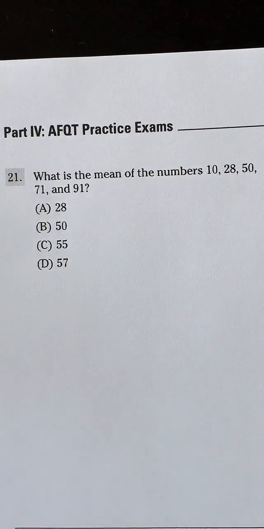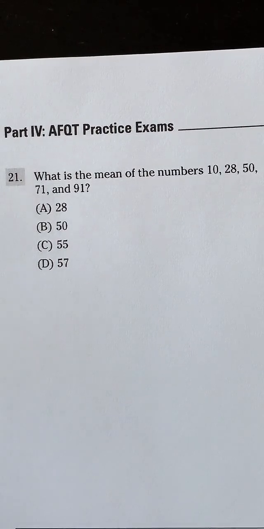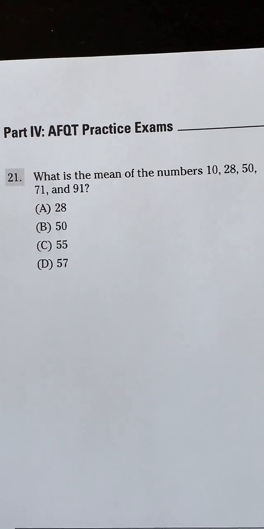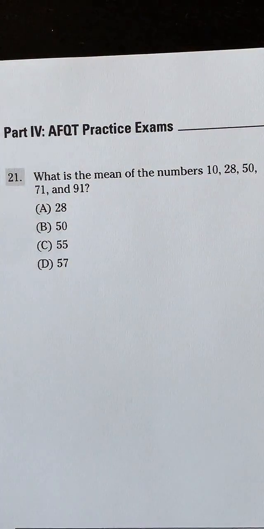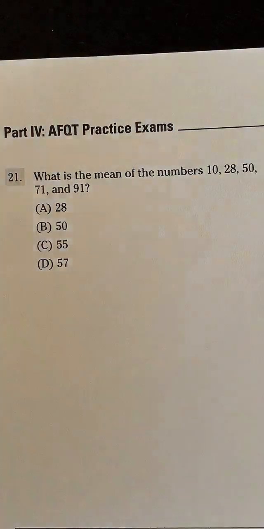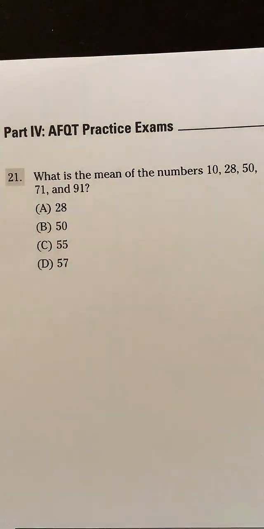All right. So here we go. What is the mean of the numbers 10, 28, 50, 71, and 91? What is the mean? Is it A, 28, B, 50, C, 55, or D, 57? Okay, so I got some B's, I got some B's. I got Lele with a B, Riri with my B.